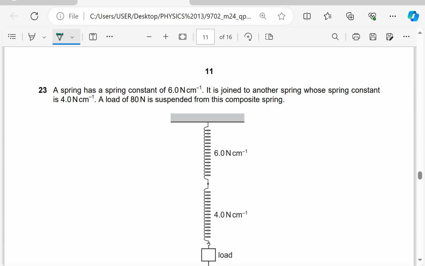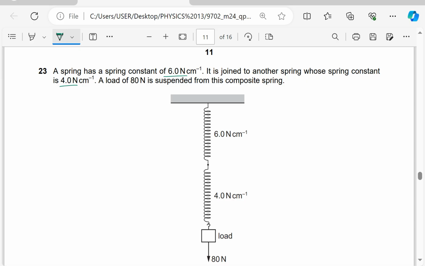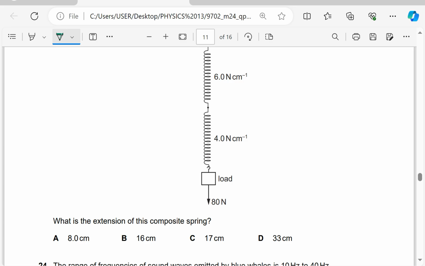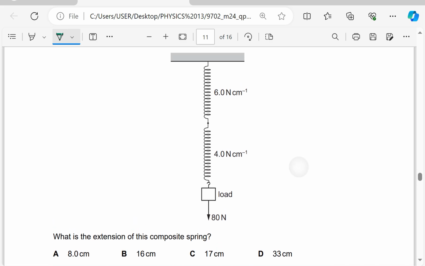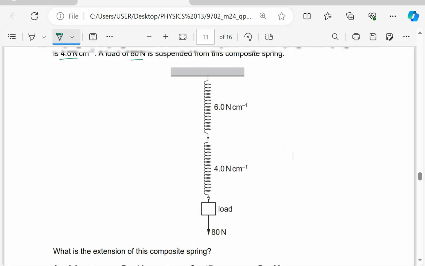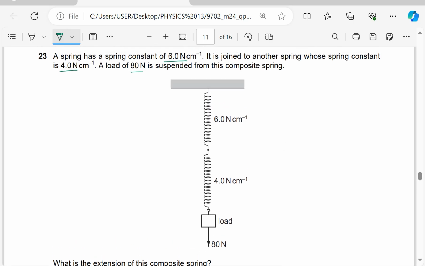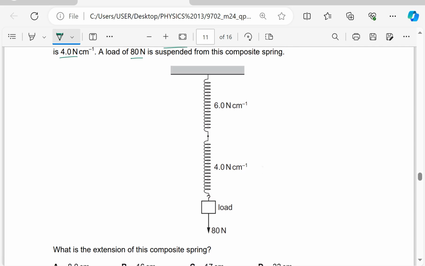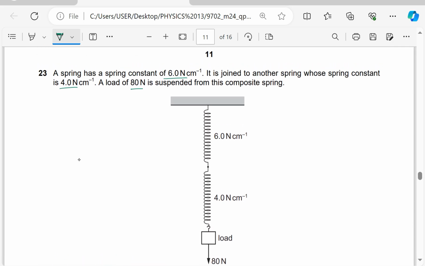A spring has a spring constant of 6 newtons per centimeter. It is joined to another spring whose spring constant is 4 newtons per centimeter. A load of 80 newtons is suspended from the composite spring. What is the extension of the composite spring? This is very simple. If you're a very good student, I will start with a layman's approach. Because the same weight is experienced by each spring, I can find the extension here, which I'll call e1, using k equals F over x, or F equals kx, or x equals F over k.